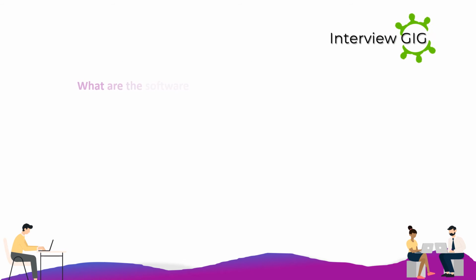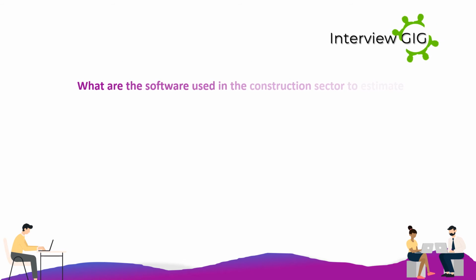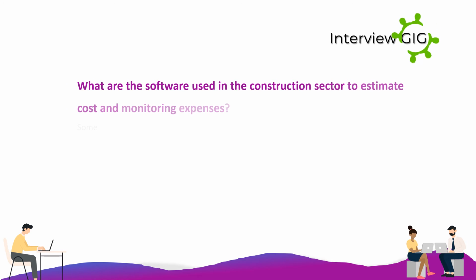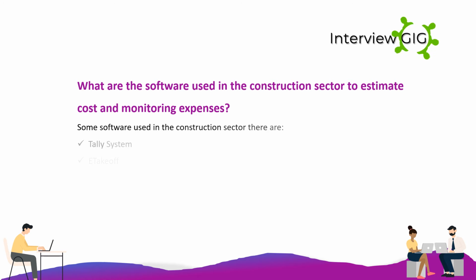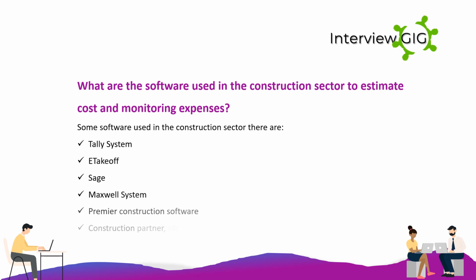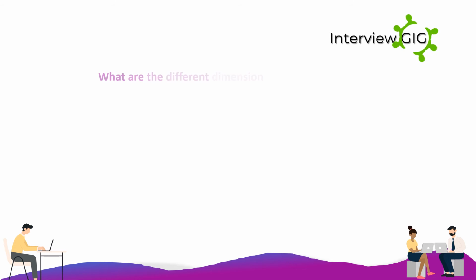What are the software used in the construction sector to estimate cost and monitor expenses? Some software used in the construction sector are: Tally System, Attachoff, Sage, Maxwell System, Premier Construction Software, Construction Partner, etc.